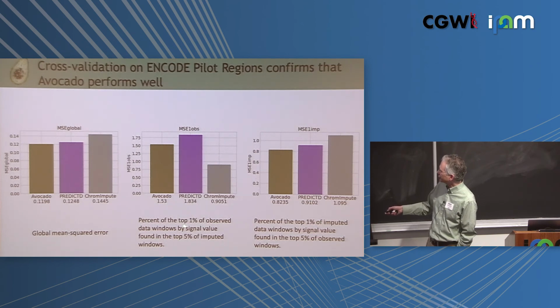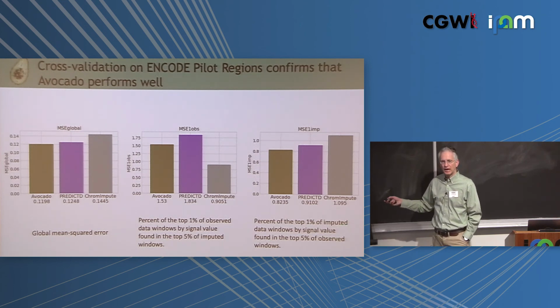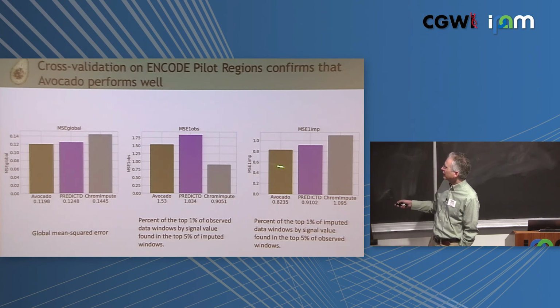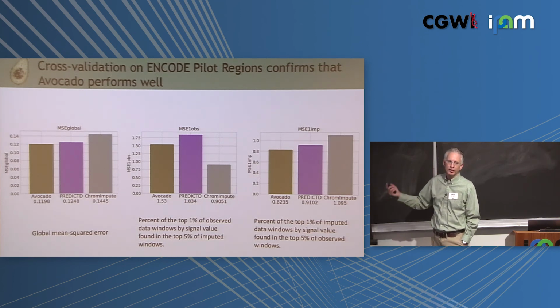This is the percentage of the top 1% of observed data that's found in the top 5% of the imputed data, and then this is the converse of that, where you take the top 1% of the imputed data and see if it's found in the top 5% of the signal of the actual real data. And what you can see is that in terms of this first measure, ChromImpute is still doing better, but on the other hand, Avocado and Predicted are doing better than ChromImpute on the other measure.